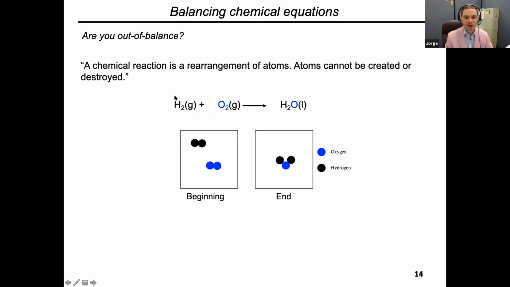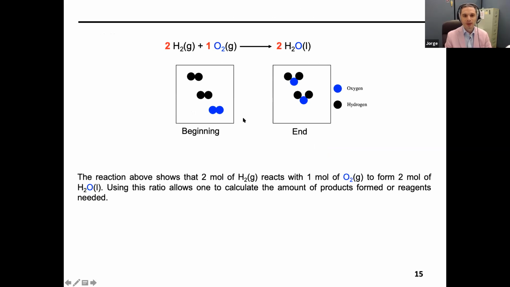Balancing a chemical reaction is simply adding coefficients in order to have a balance in the number of atoms. In this case, it's quite simple. If we balance this reaction using 2, 1, and 2, now we started with 4 atoms of hydrogen, and at the end, we still have 4. 1 times 2, 2 atoms of oxygen, and 2 times 1, 2 atoms of oxygen at the end. Okay, look at the figure. 4 black circles, 4 black circles at the end, 2 blue circles, and 2 blue circles at the end. Therefore, this reaction is now balanced.